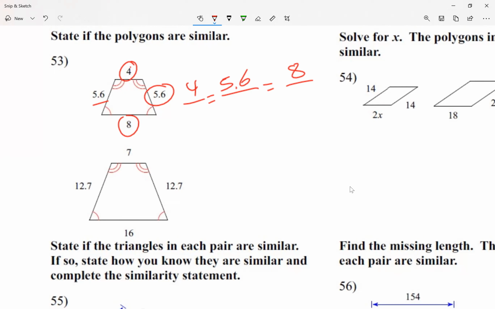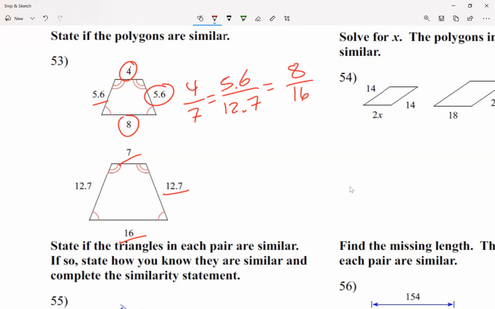On the other figure, the numbers that I have are 7, 12.7, and 16. So I'm going to write them all down: 7, 12.7, and 16. There are two ways I can check if the sides are proportional. One, I can simplify my fractions. They should all simplify to the same thing.